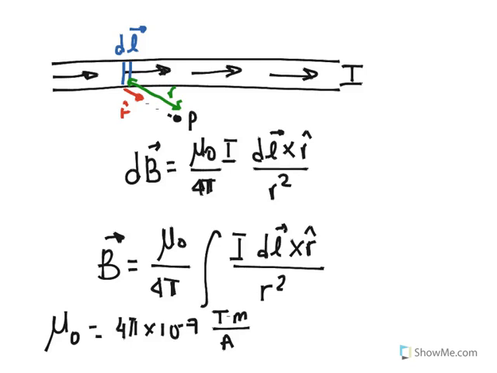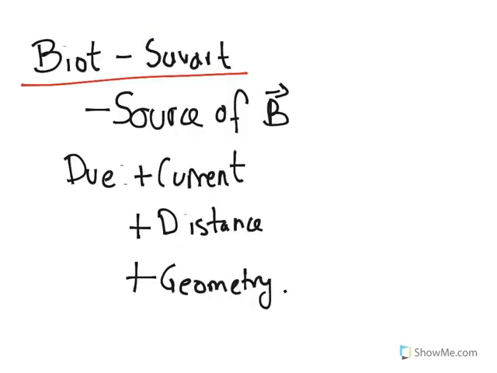very useful geometries. So in this tutorial we discussed the Biot-Savart law, which tells us that the source of the magnetic field is due to a current, and it depends on the current, the distance, and the geometry.